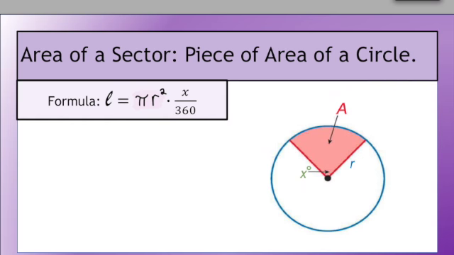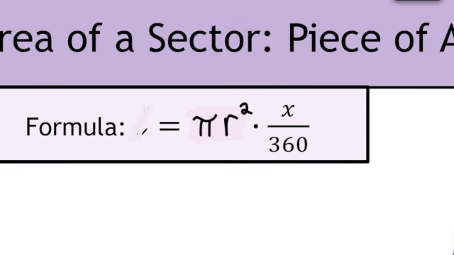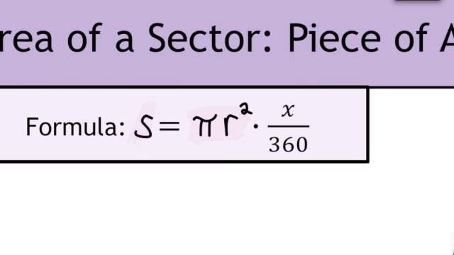So the last concept that I wanted to cover is called the area of a sector. Just like the arc length was a piece of the circumference, the sector is going to be a piece of the area. So the formula is basically the exact same thing. Although we don't call it L. For a sector, we're going to call it S. So S, the area of the sector, is equal to pi r squared times x over 360. Notice how this x over 360 is here again, and this is the formula for the area. So the only thing you really need to memorize is the x over 360 part.